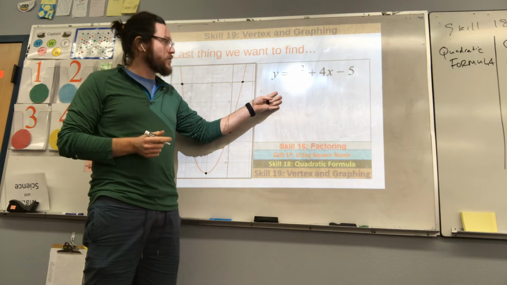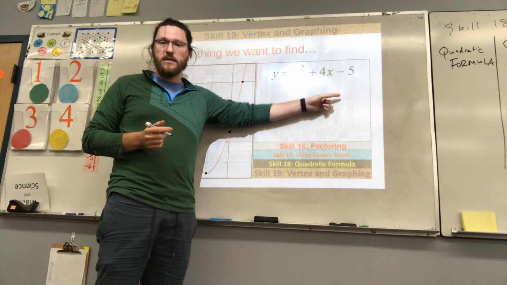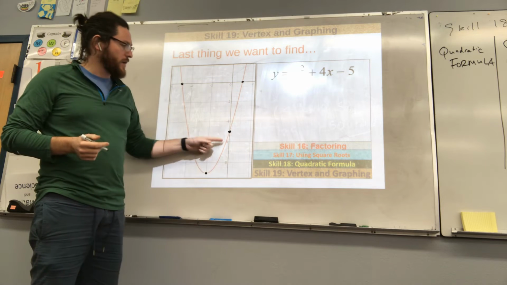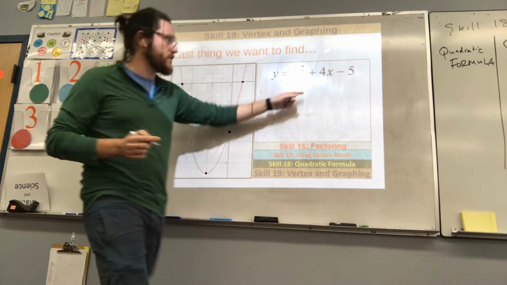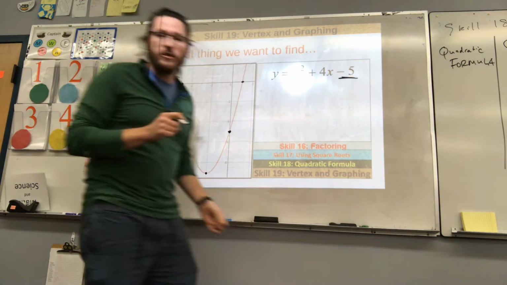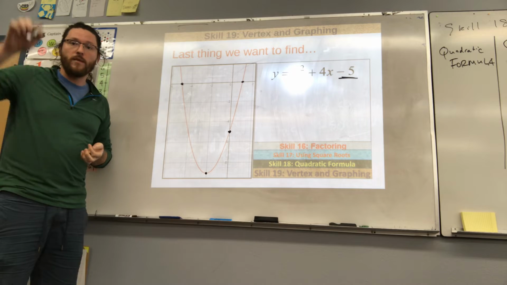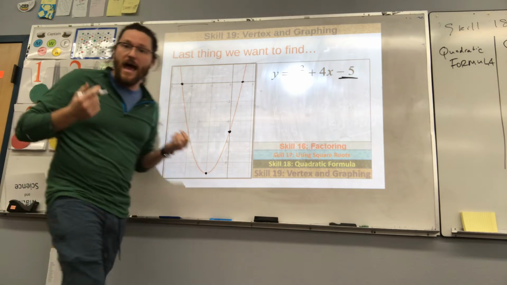Take a minute, look at this equation, x squared plus 4x minus 5. Where do we see our y-intercept in our graph? Hopefully you see that it's just this number at the end, okay? It's just our C value. That tells us where our parabola crosses the y-axis, okay?